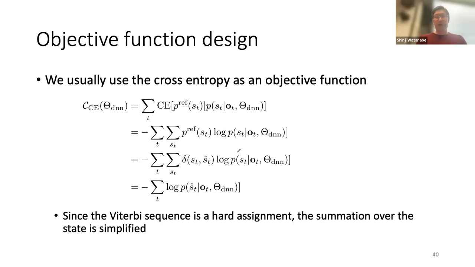Okay, so the final part is the objective function design. For the objective function, we usually use cross entropy. The definition is like this: one term for the reference, and one for the prediction. Substituting the cross entropy definition, it becomes this kind of equation form.